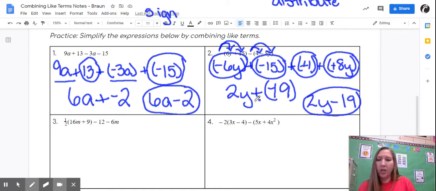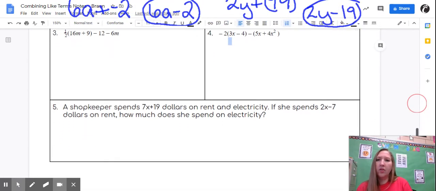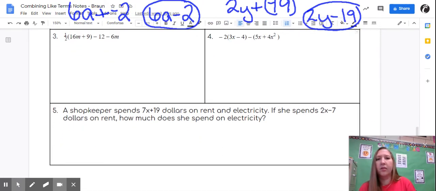I'm going to move the page up a little bit more just so we can see a little clearer and you guys have a little more space. And we're going to take a look at our last three examples.